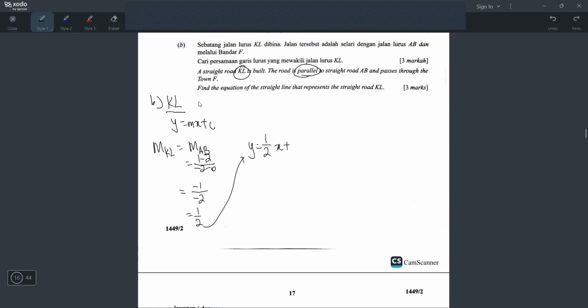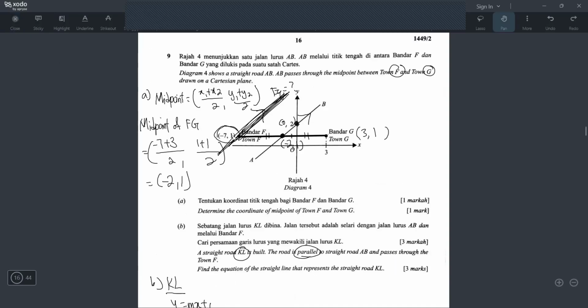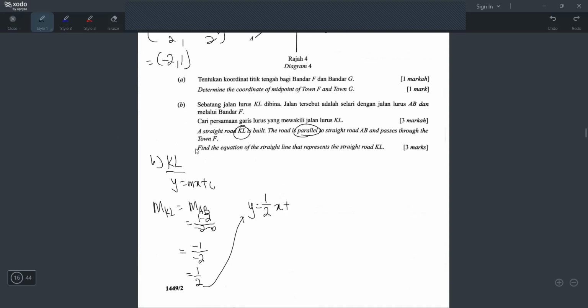C stands for y-intercept. Okay, what's the y-intercept of KL? I don't know. I don't even know what the y-intercept is. So if I don't know the y-intercept, how can I find it? Well, it's very simple. You just need to substitute the x and the y coordinate inside this equation, right?